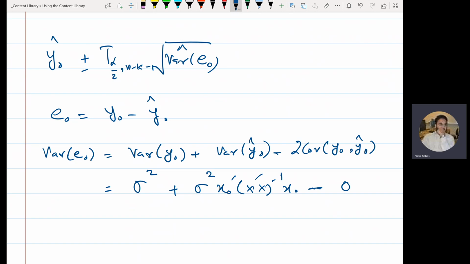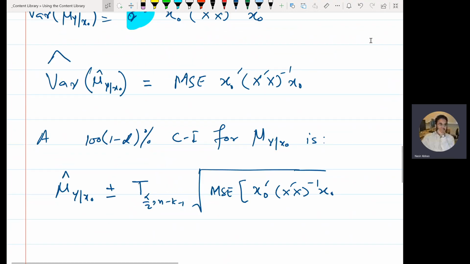Why is this 0? You can justify it with the discussion also. Why will it be 0? Yes, this is correct. You are trying to find the covariance between y naught and the predicted value, right?